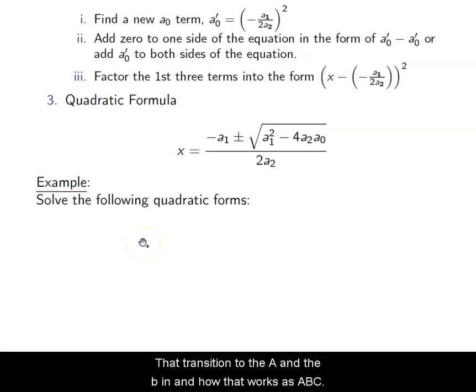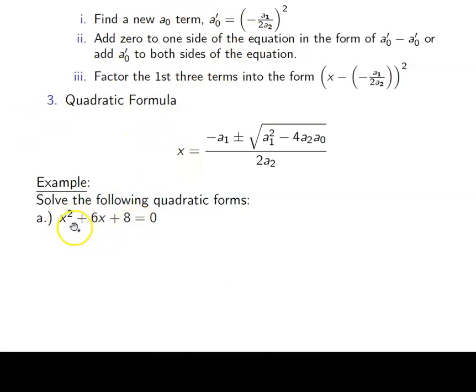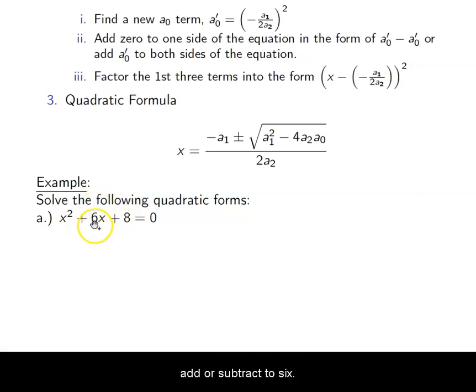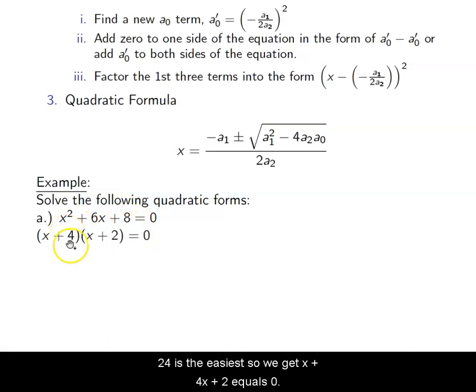Okay, so let's go ahead and solve the following quadratic form. So we'll run into one of each of these, okay. So here, this is very simple to factor, right? I need factors of 8 that add or subtract to 6. 2 and 4 is the easiest. So we get x plus 4, x plus 2 equals 0.